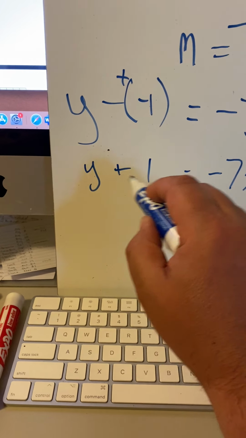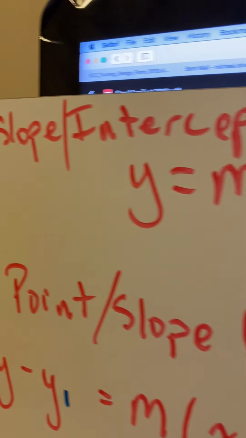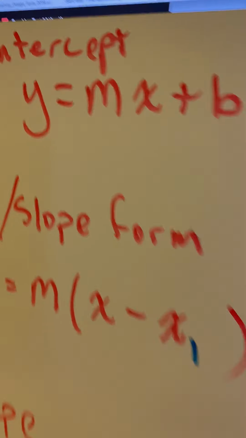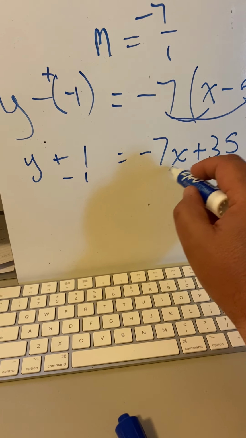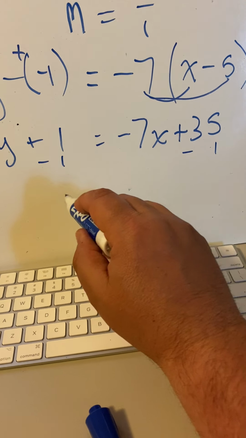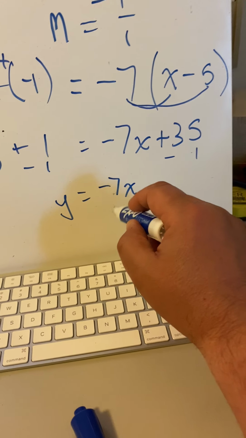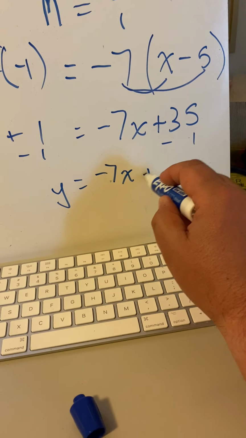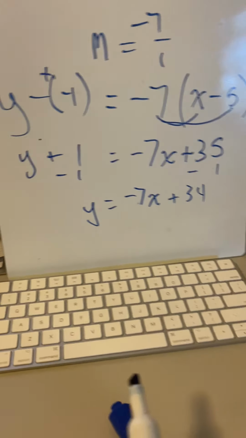Y plus 1. We have to isolate the y so that it's in slope-intercept form. Y equals mx plus b. So how do I get rid of the 1? Subtract 1. I don't subtract it from here. That's got an x. I got to subtract it from here. So y should equal -7x plus 34.